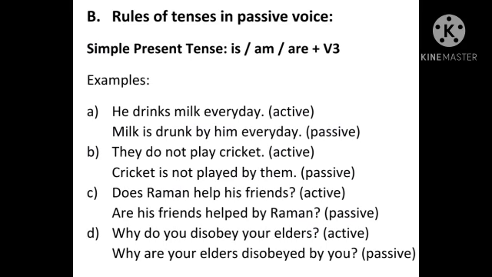In passive voice we will use is, am, are depending on the object. His friends is the object, so we have to use here are. Are his friends, third form, helped by Raman?